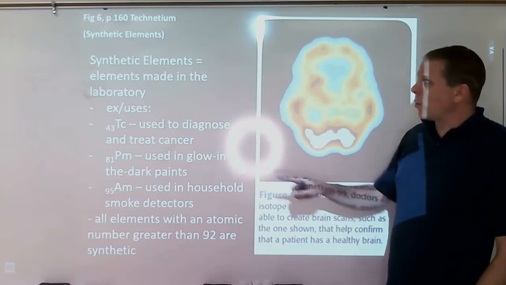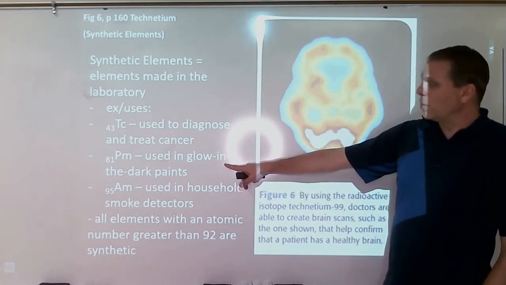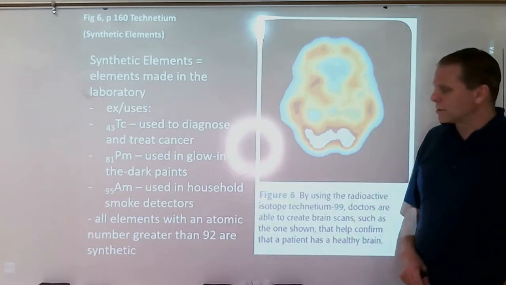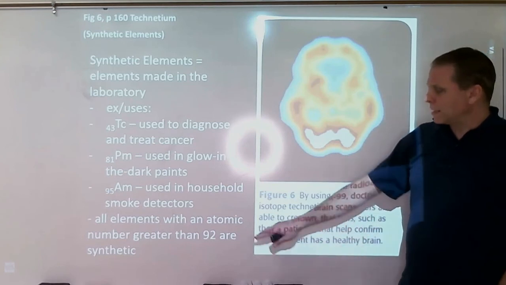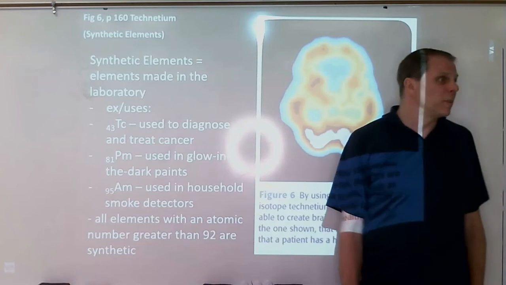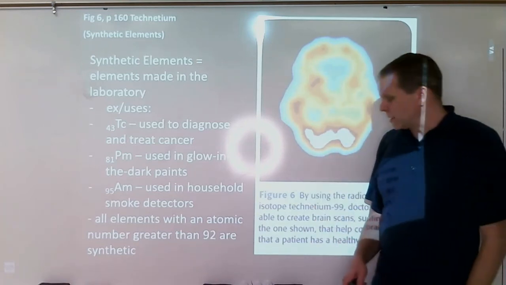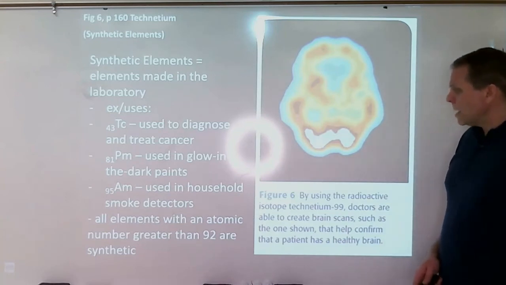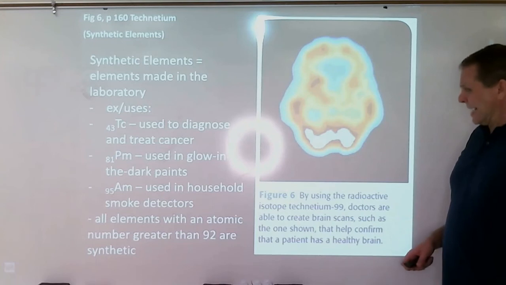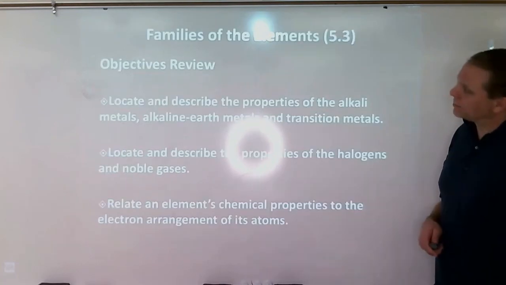But this is one that is currently used to diagnose and treat cancer. We also have things like promethium, which is used in glow-in-the-dark paints, and americium, like I said, used in household smoke detectors. Basically everything bigger than 92 is also going to be synthetic. Okay, 92 is uranium. So uranium is natural, but after that, they're all synthetic. Okay, so yeah, we got this little technetium-99 being used to help with the brain scan.